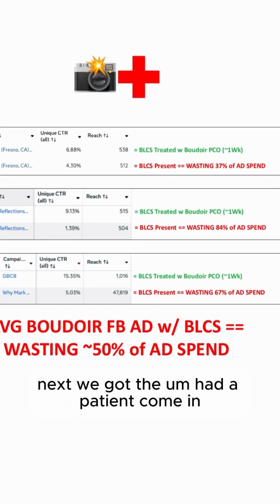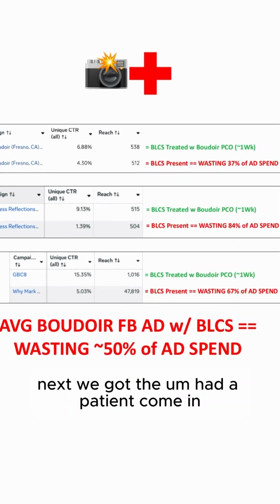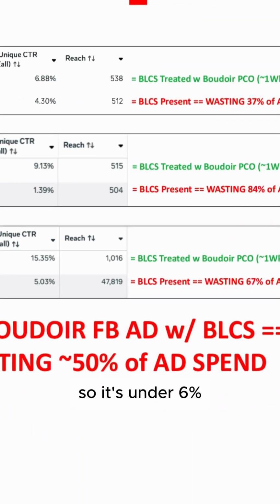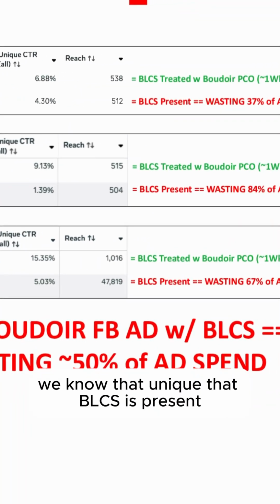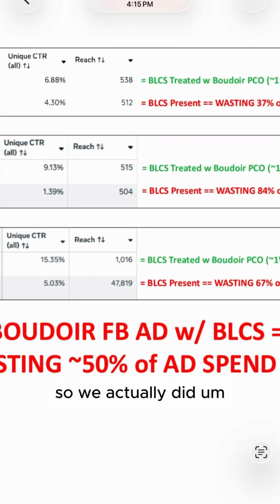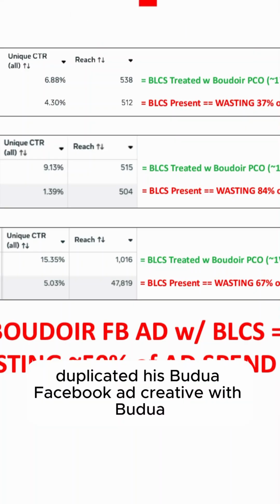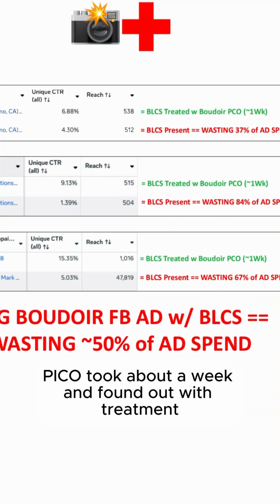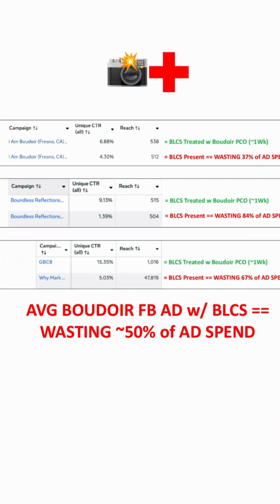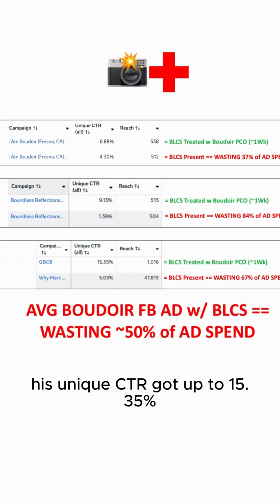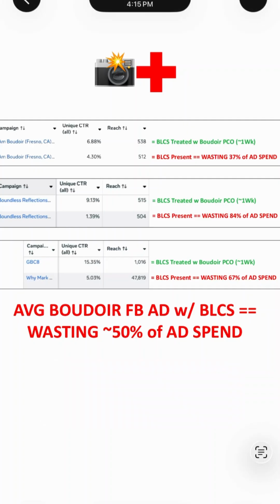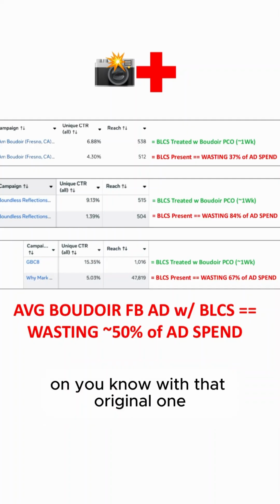Next, we had a patient come in. Saw his Boudoir Facebook ad, 5.03% unique CTR, so it's under 6%. We know that BLCS is present. So we actually duplicated his Boudoir Facebook ad, treated with Boudoir Pico, took about a week, and found out with treatment, his unique CTR got up to 15.35%. So we found out he was wasting 67% of his ad spend with that original one.